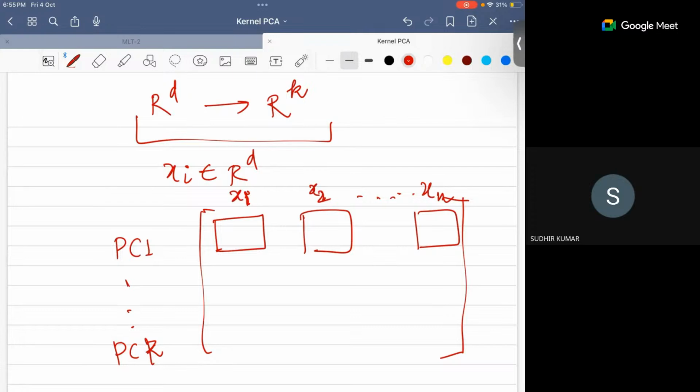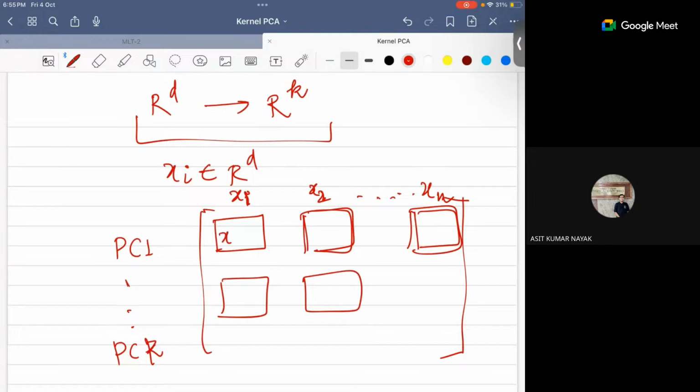For now, what were those values? Can somebody tell me? Scalar projections only. Yeah, that is the projection value. x1 transpose PC1. Similarly, if the same data point is projected on the kth, then xi transpose PCK. Similarly for x2, x3, for all the data points.